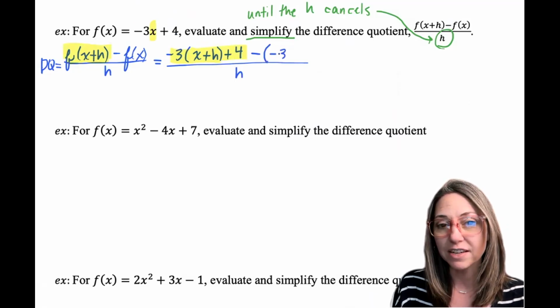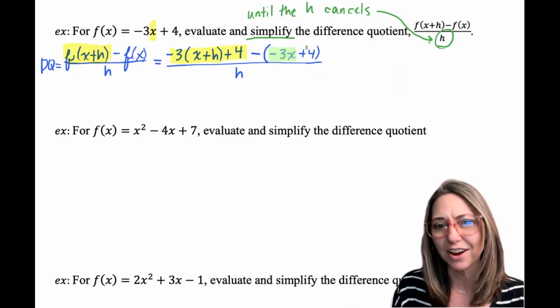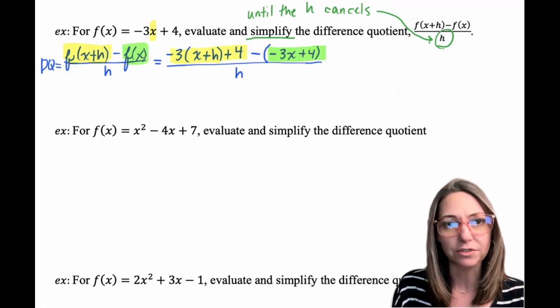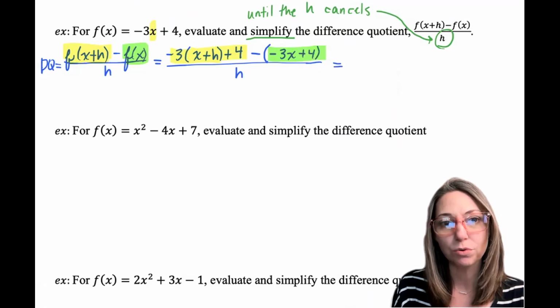The function f of x is negative 3x plus 4. Okay, or a lot of people like to just distribute the negative in their head and not write parentheses, which is fine also, just be careful. Okay, I'll do it in 2 steps though.